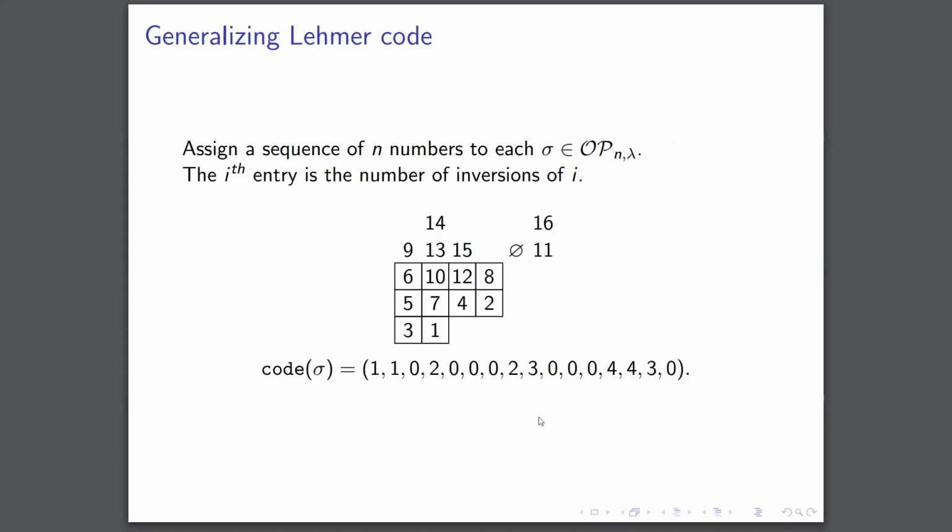We have a notion of inversion, so we can generalize something called Lehmer code. We can assign a code to each sigma in this OP and lambda. Let's consider this sigma. We can find a code such that the ith entry of this code is just the number of inversions of I in this sigma. For instance, 1 has only 1 inversion, so the first entry is 1. And we just said 9 has 3 inversions, column 4, 5, and 6. So the 9th entry is 3. Now we have a code for each sigma.